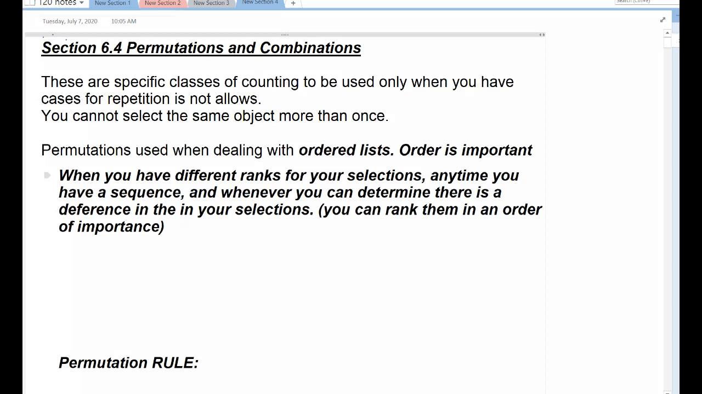Alright, so like I said, these are specific counting techniques to use, but you can only use them if repetition is not allowed. You cannot have repeats. The formulas for permutations and combinations are based on the fact that repetition for my people, my letters, and my items or my numbers is not allowed. I can't pick the same person twice. I can't pick the same letter twice. Alright, no repeats.